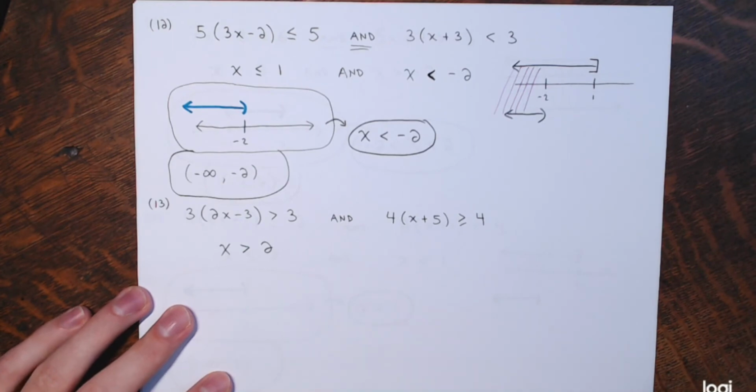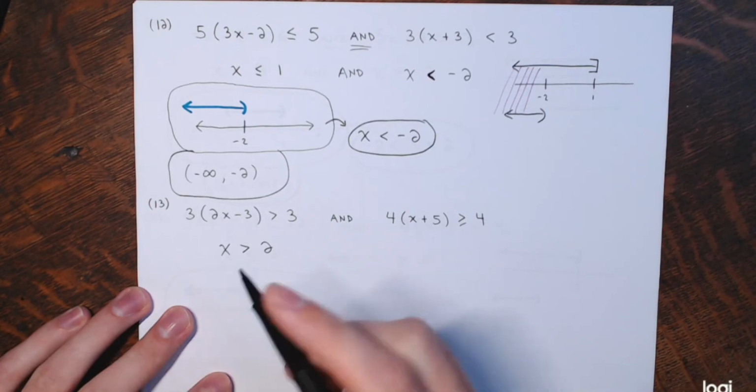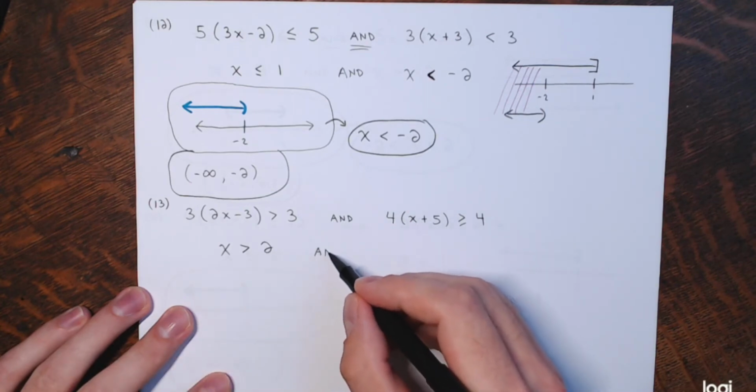And then the greater than wouldn't change. It wouldn't flip. I never multiplied or divided by a negative. So that ends up x is greater than 2.